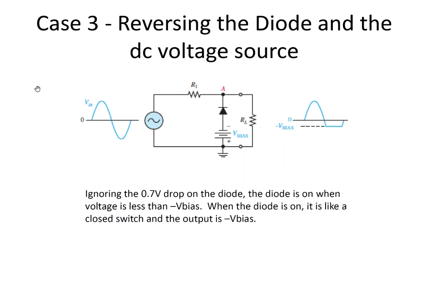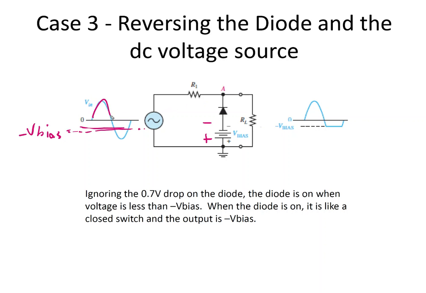Okay, so let's take a look at case 3. In case 3, both the diode and the voltage source have been reversed from the original scenario. So the DC voltage source has a polarity like so, meaning that it is negative with respect to ground. So we've got a minus V bias in relation to the input waveform.